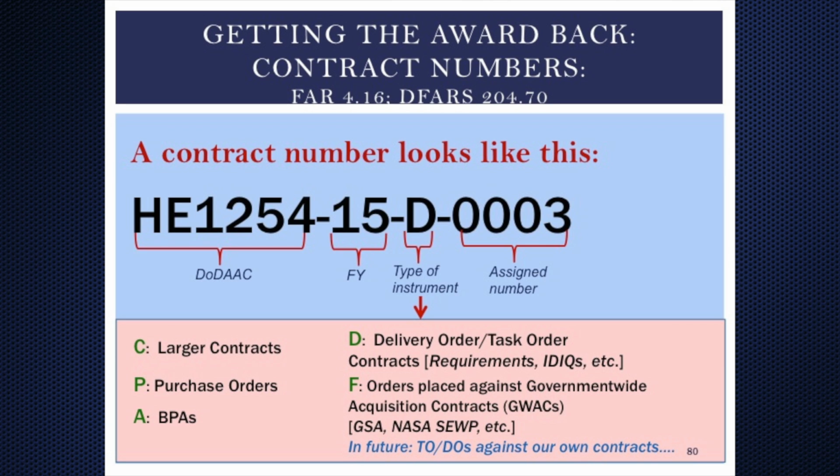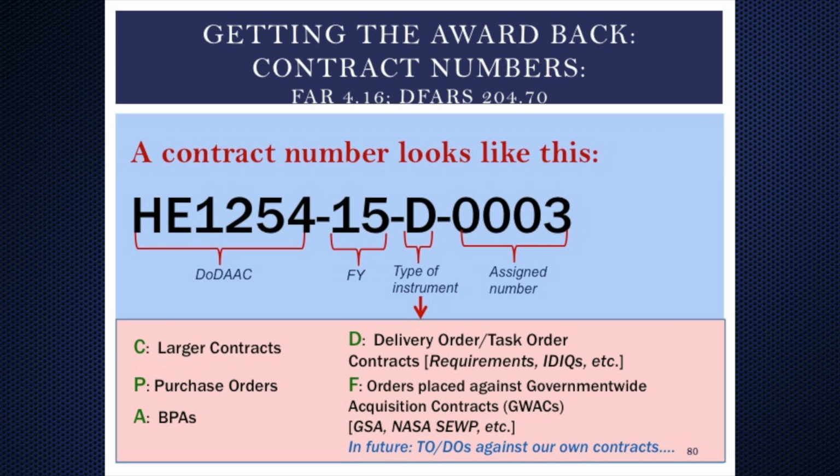Okay, we'll talk about the type of instrument in a minute. That's the 9th character, and that's probably the most important if you're trying to find out what the contract is for, or what type of contract it is. And then finally, there's the assigned number. That's just a sequential number that's automatically assigned.